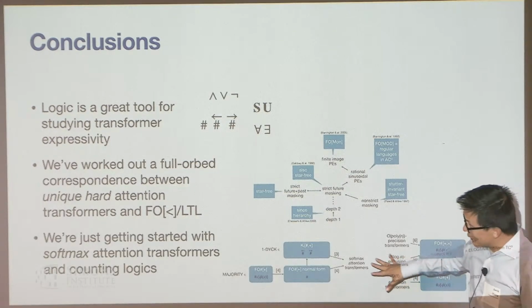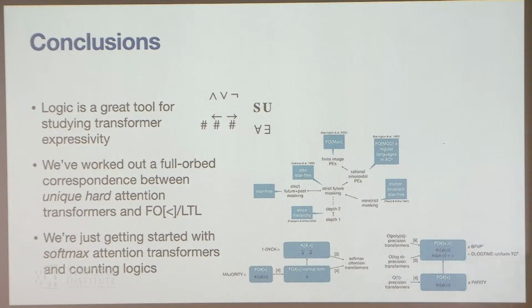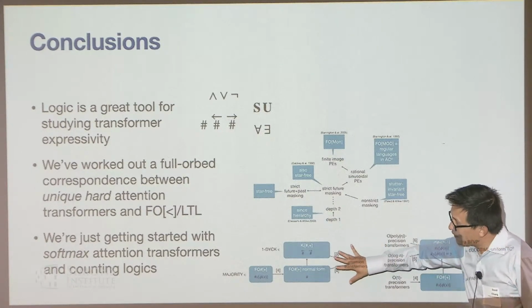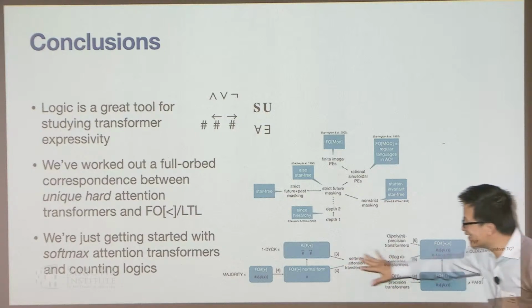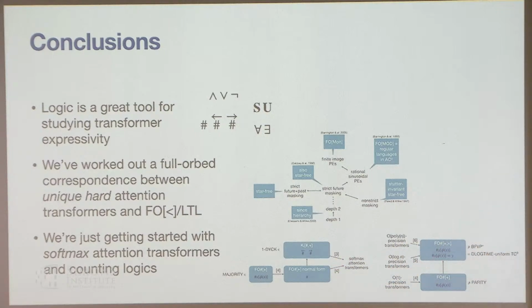So we're just getting started trying to understand what kinds of logical counterparts there are to softmax attention transformers. We've got some lower bounds and upper bounds, and the long-term goal is to try to get these tighter, ultimately, if possible, finding a logic that's actually exactly equivalent to softmax attention transformers. So that's all I have for you. I'd be happy to take questions.